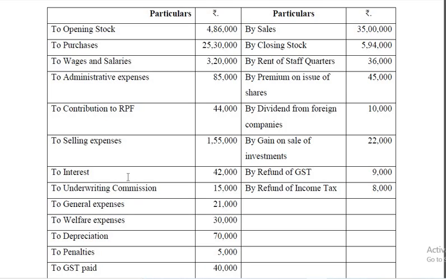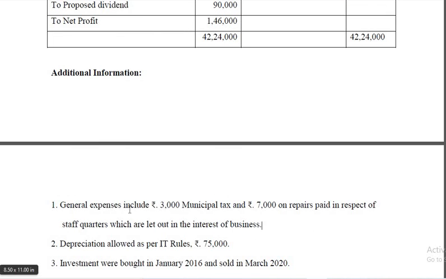So all the expenses which are connected to that, it is given general expenses include 3,000 towards municipal tax and 7,000 on repairs of staff quarters. So these are part of business income. So no question of adding it back. That will not be taken as inadmissible expenses. On the other hand, if staff quarters are let out with the intention of earning the rent, then it is taken as income from let out house property. In that case, these expenses relating to the staff quarters should be taken as inadmissible expenses. But here there is no such problem.